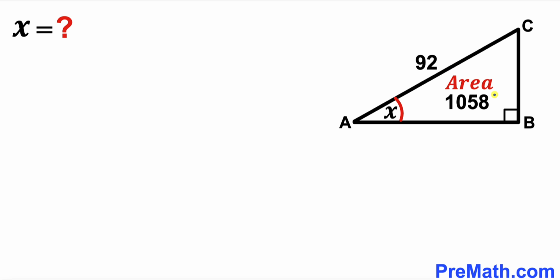We have this right triangle ABC, as you can see in this diagram, such that the area of this right triangle is 1058 square units, and its hypotenuse AC length is 92 units. Moreover, this angle BAC is represented by X. Our task is to calculate the value of this angle X. Please keep in mind that X is between 0 degrees and 90 degrees.